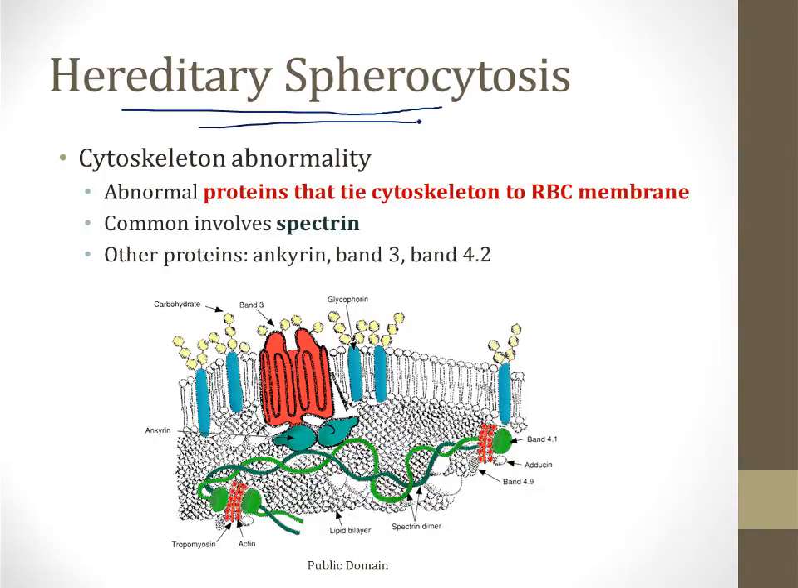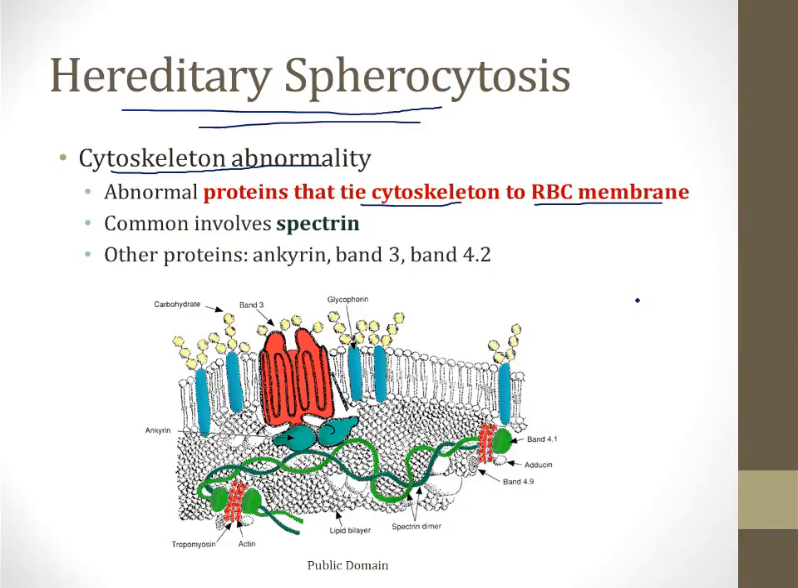In hereditary spherocytosis, spherocytes form because of cytoskeleton abnormalities. There are many proteins that tie the cytoskeleton of the red cell to the red blood cell membrane. These are very important in the red cell. They are what give the red cell its biconcave shape and allow the cell to be flexible and pliable so it can move through the circulation. If one of these proteins is abnormal, that can lead to a rigid membrane, which leads to the hemolysis in spherocytosis and the formation of spherocytes.